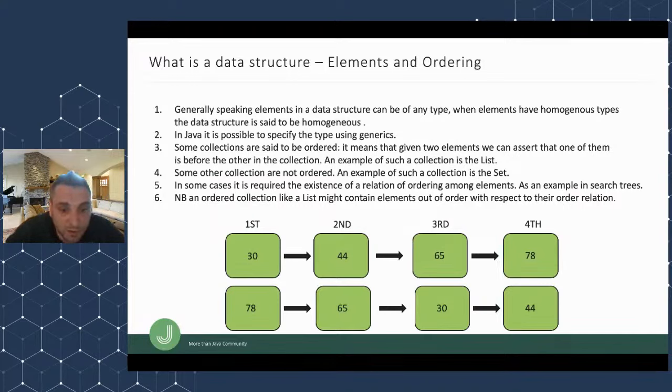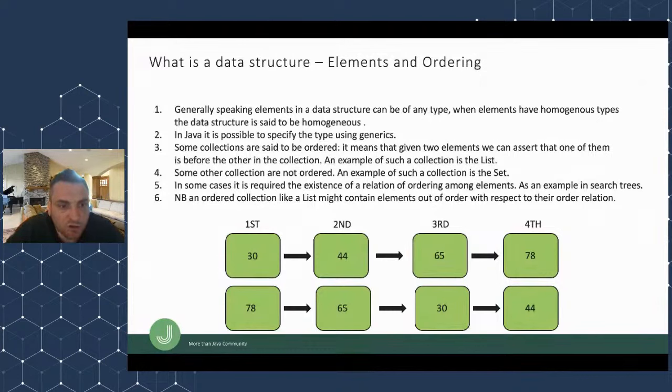Some concepts altogether. Generally speaking, elements in a data structure can be of any type. When elements have homogeneous types, the data structure is said to be homogeneous. In Java, it is possible to specify the type using generics. If you have used collections, you should know that when you instantiate one, you have to specify the type you are going to store inside. And if you don't, you get a warning from the Java virtual machine, okay?